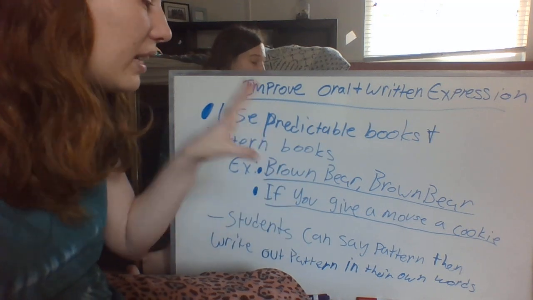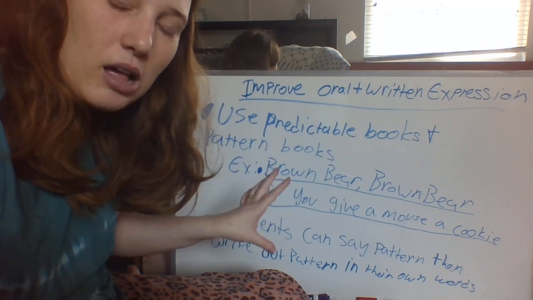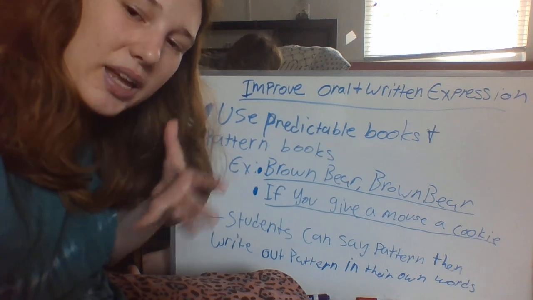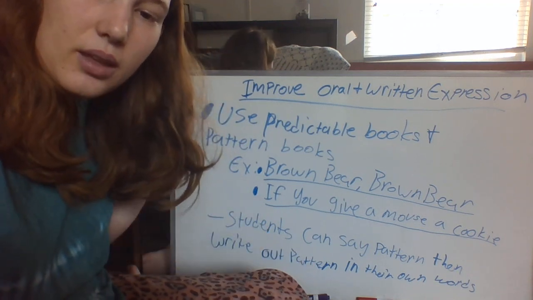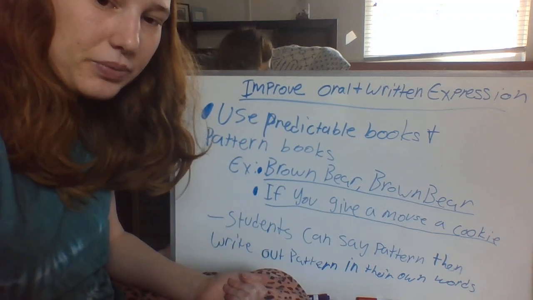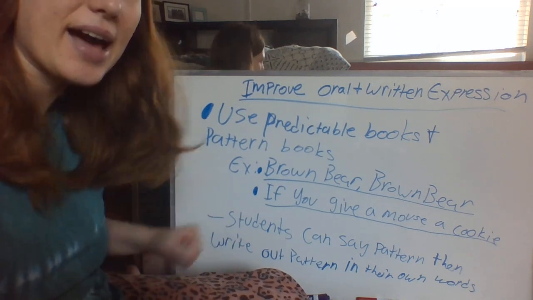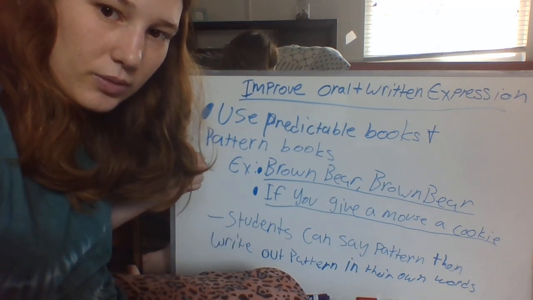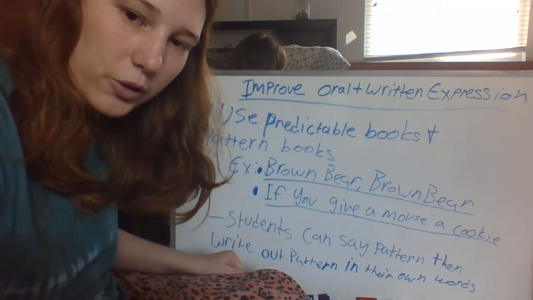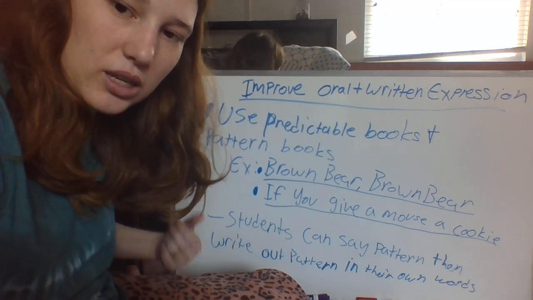Those types of books will help students, one, orally, because they can actually read it next, or at least predict what's going to happen next. They can even read the story to you because of the easy pattern. And on top of that, you can then ask them, hey, before we continue on, I want you to write out your own version of this type of reading pattern, or what you think is going to happen next.